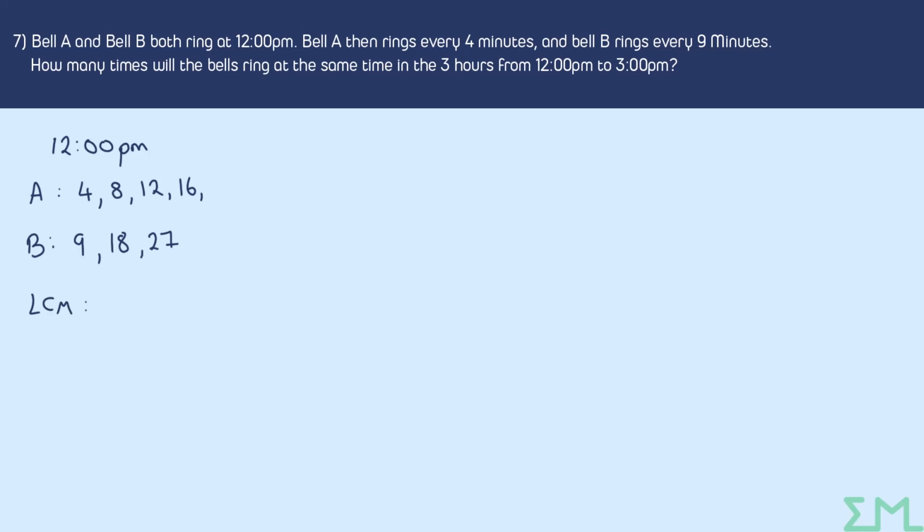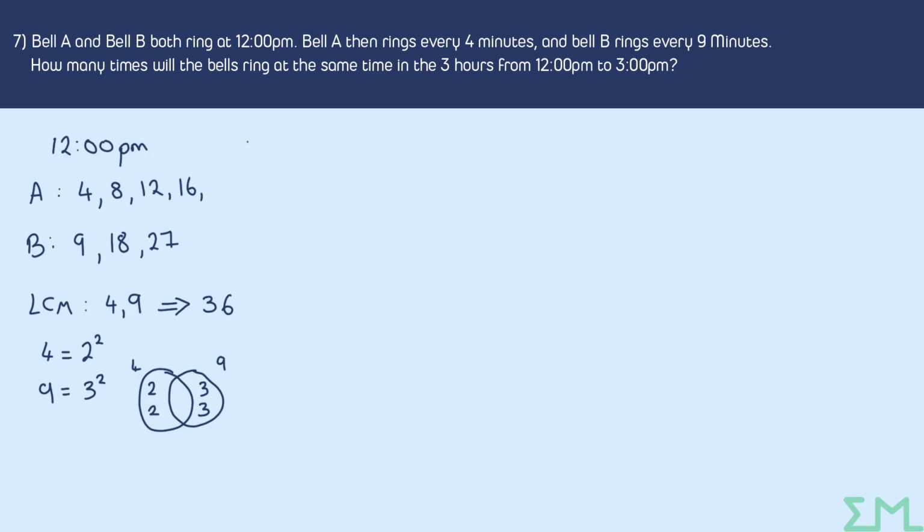LCM of 4 and 9. So, we need to split them into their prime factors, which is actually very easy because 4 is just 2 squared and 9 is just 3 squared. In terms of the Venn diagram, there isn't going to be anything in our overlap. That tells us that the lowest common multiple of these two numbers is actually just the two numbers multiplied together, because when we multiply everything in the Venn diagram, we just get 4 times 9. So our LCM of 4 and 9 is just 36.